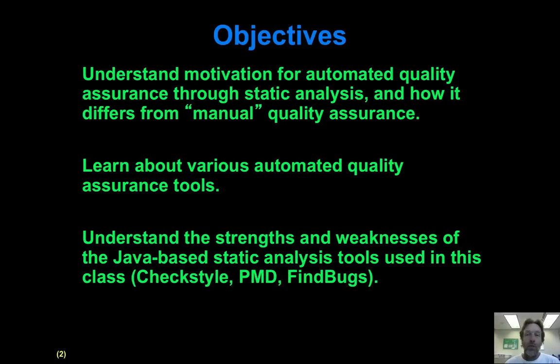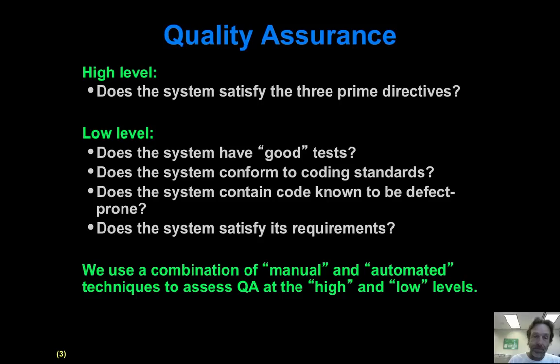The objectives for this module are to understand exactly why we want to have automated quality assurance and how it's performed, and what the alternatives to automated quality assurance are, which we're going to call manual quality assurance for this course. We're going to learn about a few different tools, and about the specific strengths and weaknesses, pros and cons, synergies and so forth between the three selected quality assurance tools we're going to be using for this course.